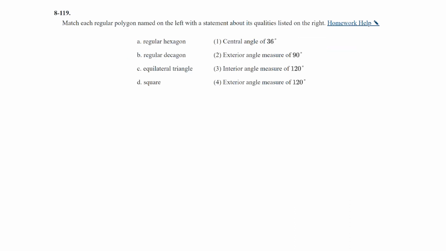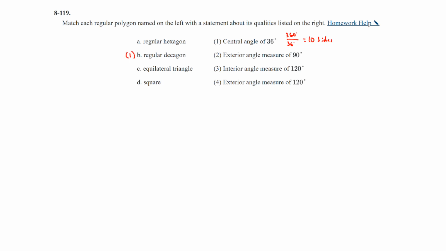Question 119. Match each regular polygon named on the left with a statement about its qualities listed on the right. Let's start on the right-hand side. Maybe that'll give us a way we can find out some information. So the central angle is 36 degrees, so let's figure out how many sides it has. So we'll take 360 and divide it by 36, and that gives us a total of 10 sides. So we know B represents statement number 1, a regular decagon.